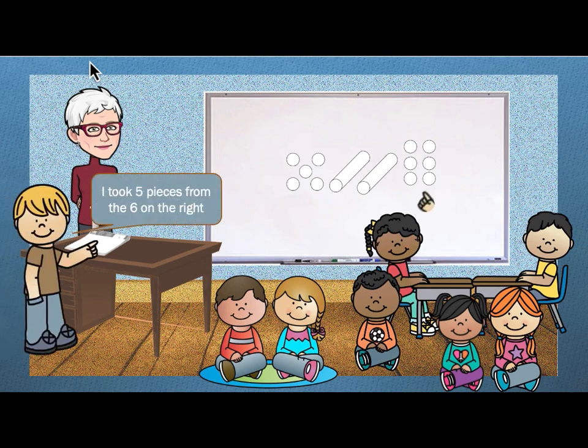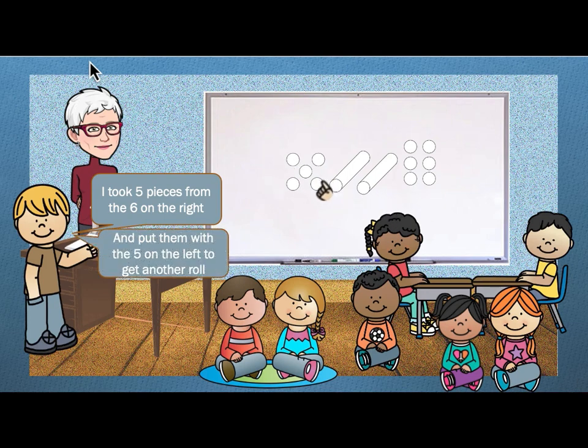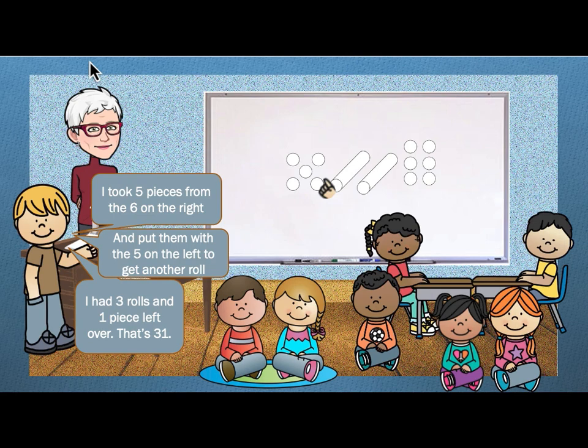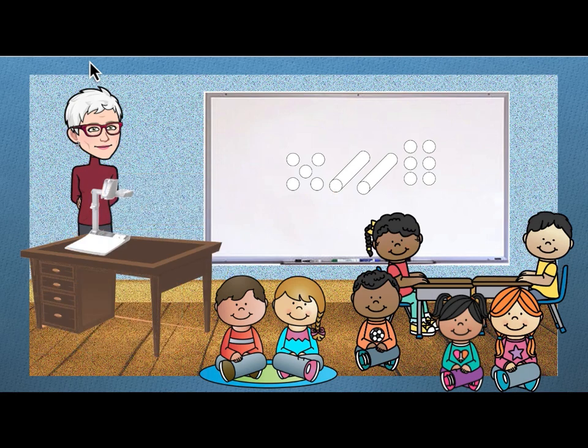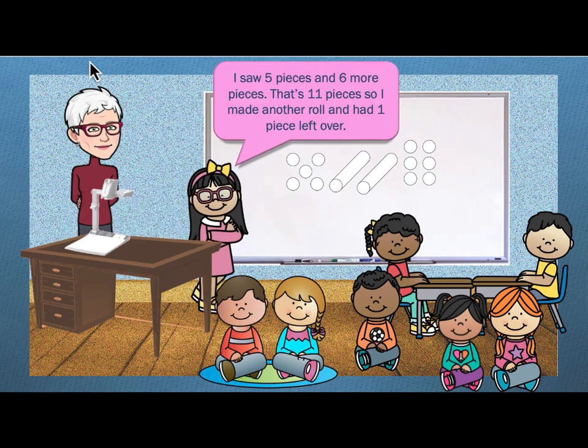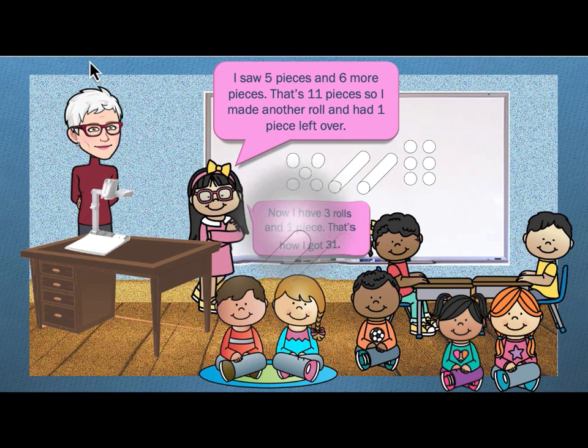Let's take a look at a few other solutions students might give that are similar in nature to Danielle's solution. Max might say, "I took 5 pieces from the 6 on the right and put them with the 5 on the left to get another roll. I had 3 rolls and 1 piece left over. That's 31." Samantha might say, "I saw 5 pieces and 6 more pieces. That's 11 pieces. So I made another roll and I had 1 piece left over. Now I have 3 rolls and 1 piece. That's how I got 31."